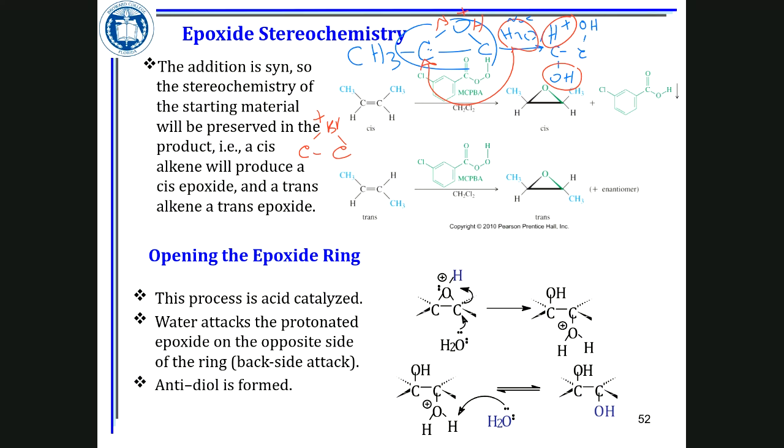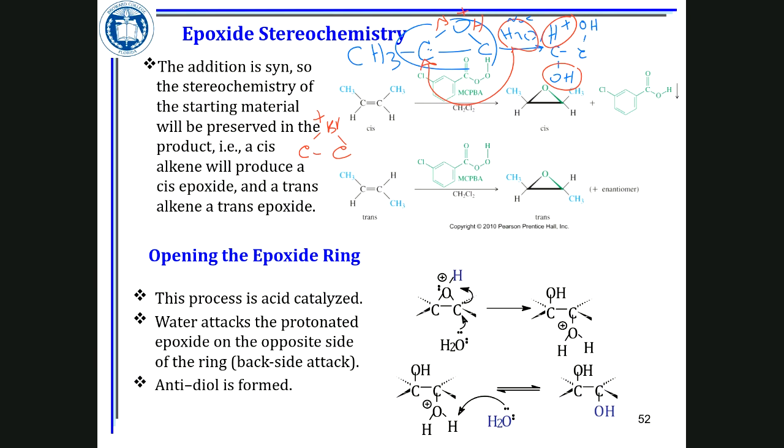Since we already had this with the other reactions of addition of Br and formation of halohydrin, it's very similar. So it's just for you to learn the pattern. When you bring acid catalyzed, what does acid catalyzed mean? That means that H plus is going to come in first.